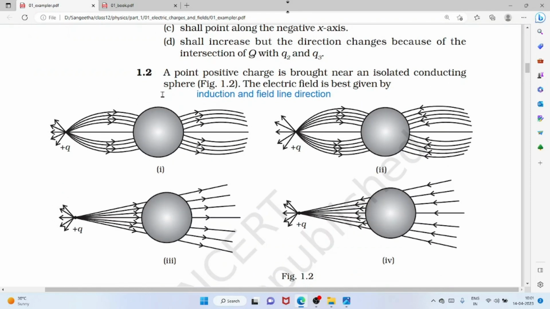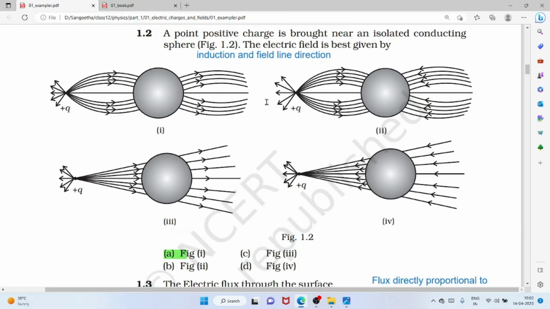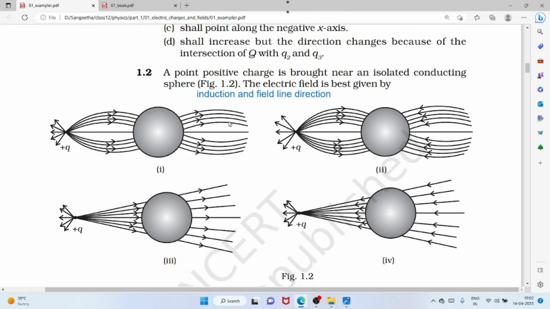A point positive charge is brought near an isolated conducting sphere. The electric field is best described by C. There is a positive charge, so the field lines will go away from the charge. In the conducting sphere, negative charges are induced here and positive charges here. So the field lines go away from these induced positive charges. Here also positive charges. So this one is the correct one.